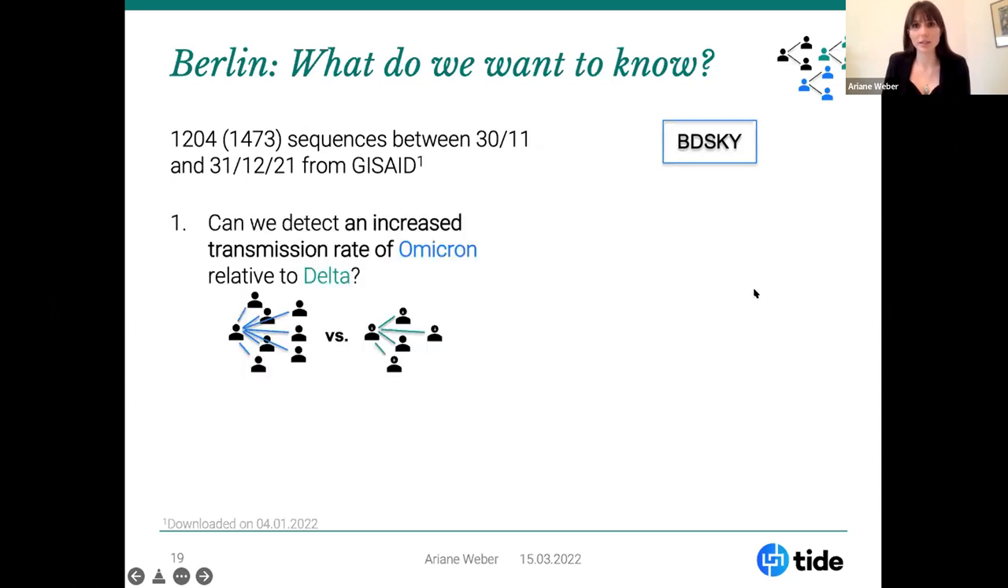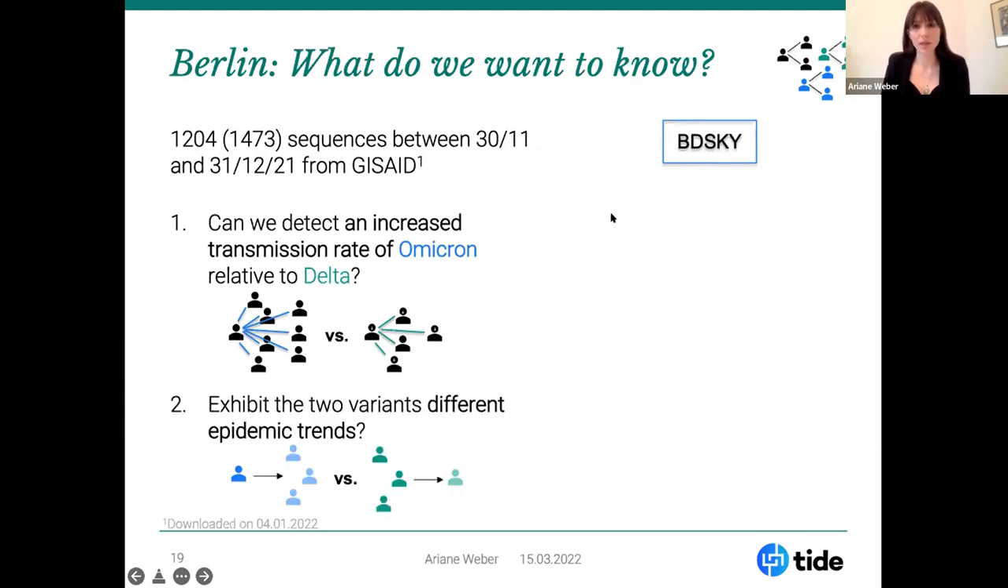And considering the context, there are again two main questions that we would like to answer. The first one being if we can detect an increased transmission rate of the Omicron variant relative to the Delta variant, and if so, how big this difference is. And then considering the starting decrease of Delta infections when the Omicron cases started to rise, another question would be if we actually find in the genetic data the two variants to exhibit different epidemic trends, meaning that the Omicron clusters would show epidemic growth while the Delta clusters would either decline or not really grow anymore.